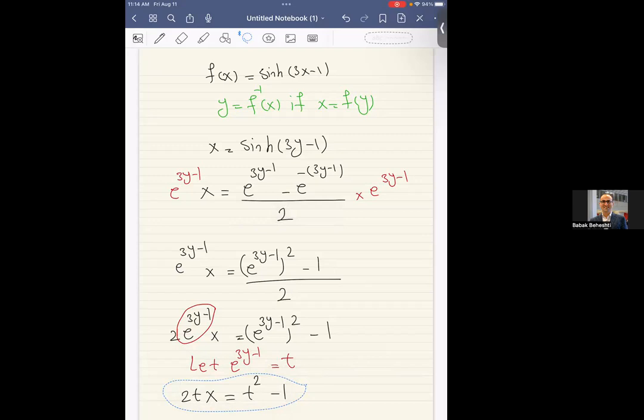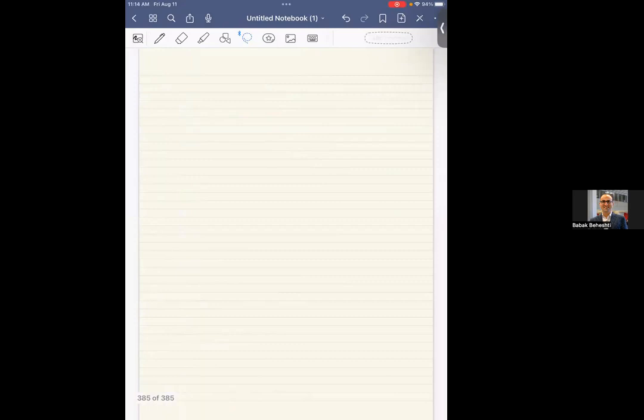Now, this is a quadratic in terms of t. My plan is to find t in terms of x, and then because t is e to the power something, I can solve for y. e^(3y), I can solve for y. Now let's first find t in terms of x. This is a quadratic in terms of t, right? So what is the quadratic? Let me just write it. So you have t^2 - 2xt - 1 = 0.